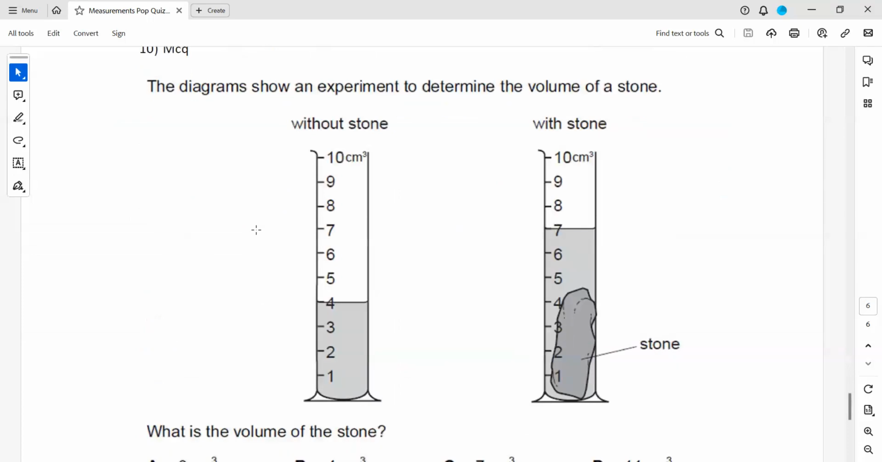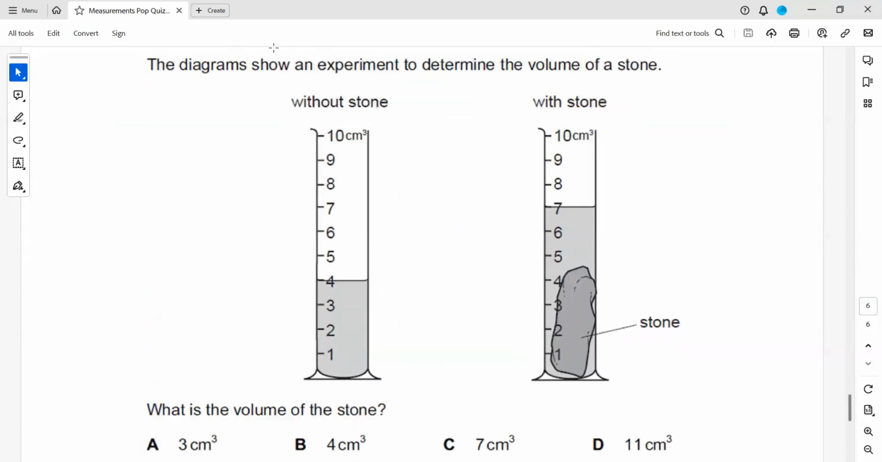Question 10, the diagram shows an experiment to find the volume of a stone. The initial volume without any stone was 4, and with the stone, it is 7. So how much has the volume increased? It has increased by 3. So A will be the right answer for this.